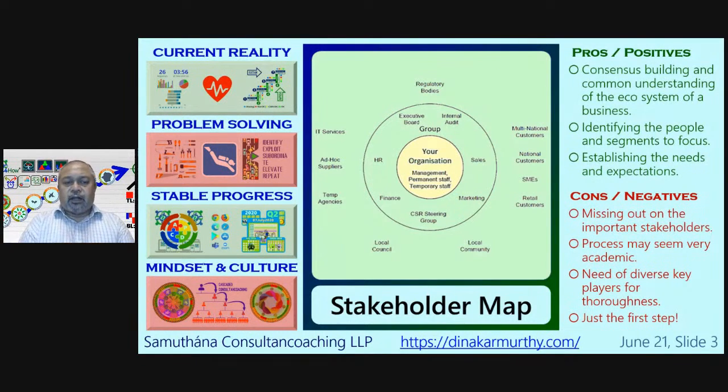And today I'll be talking about the negatives. Of course, the stakeholder map looks very nice. It appeals to everybody. It's interesting. Somebody would like to do it as a regular practice, an annual practice, for example. But there are some negatives also.